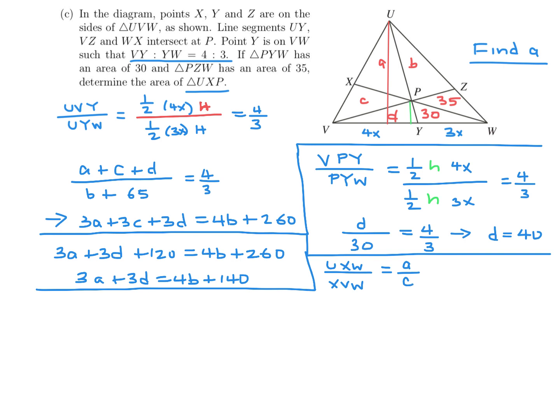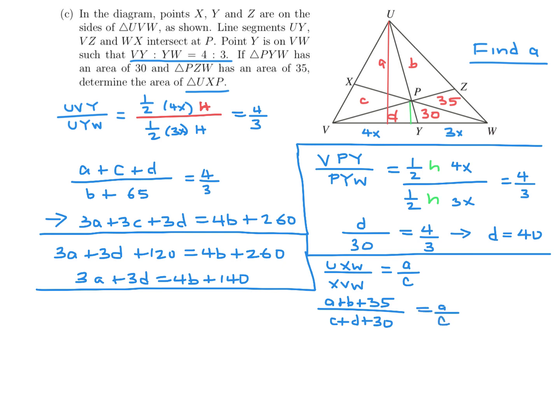1/2 base times height to 1/2 base times height. So that would mean, when I plug in the values for the two triangles using my lettering, UXV, or UXW I should say, is A plus B plus 35. And XVW is C plus D plus 30. And that's A over C.